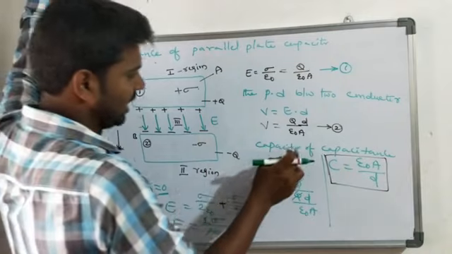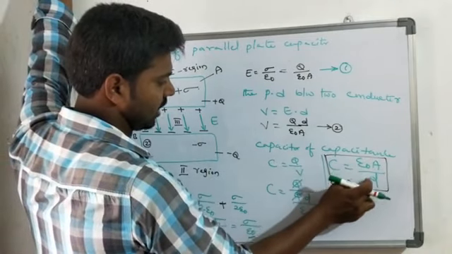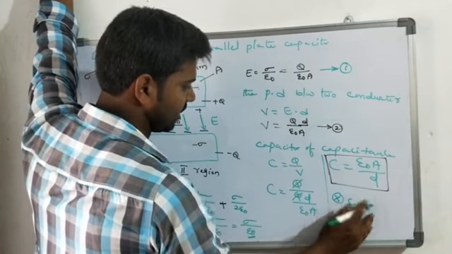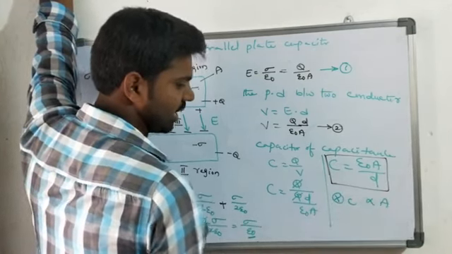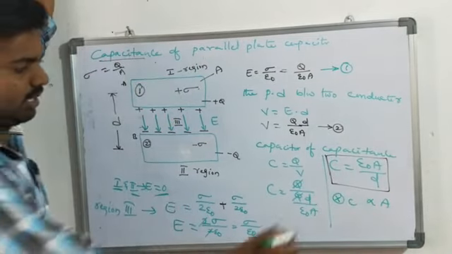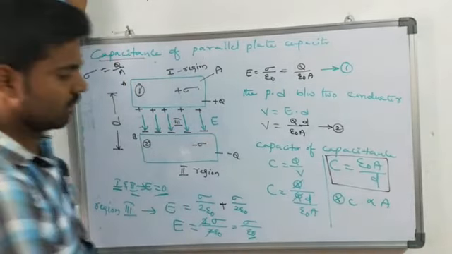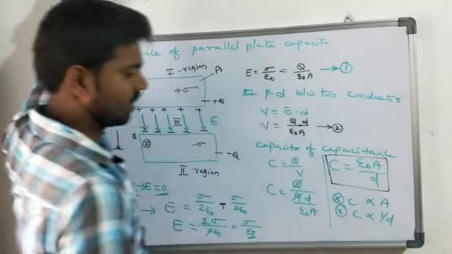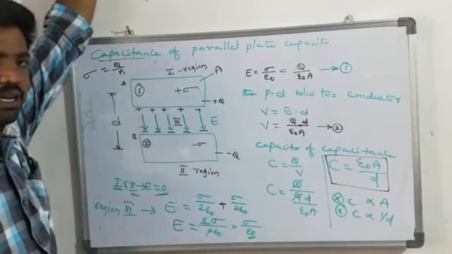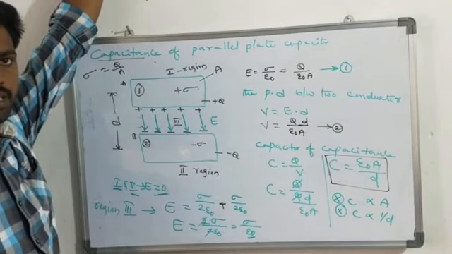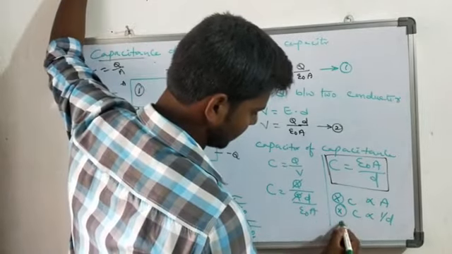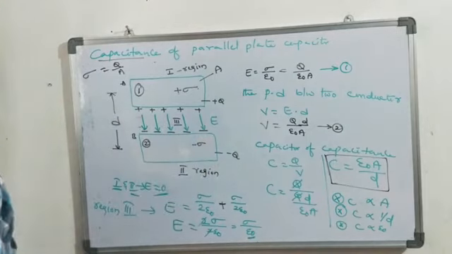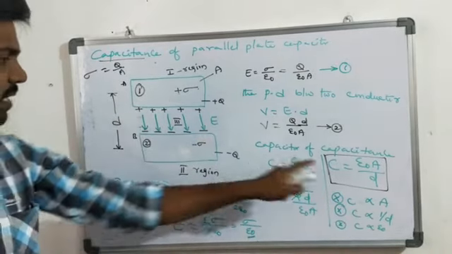Capacitance of parallel plate capacitor: C is equal to epsilon naught A by D. So the capacitance of a capacitor depends upon what? It depends upon the area of cross section, C proportional to A, no? And it depends upon the separation distance between the two plates. Next, it depends upon the permittivity of the medium or free space. Now it is free space, epsilon naught.